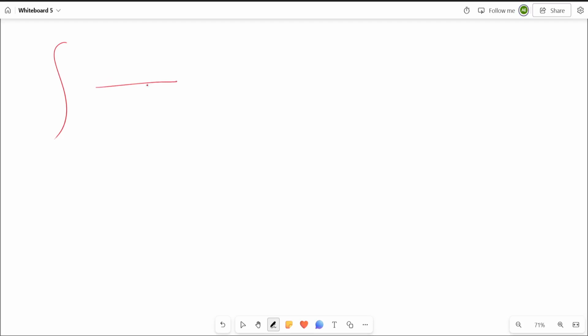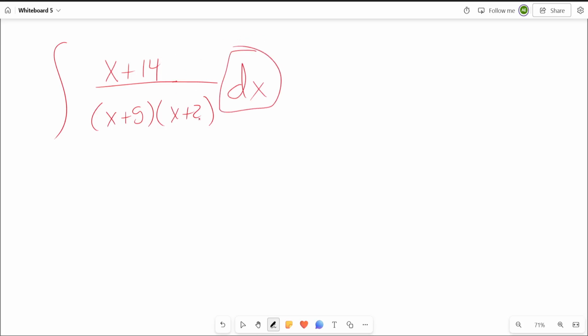Let's say we have the integration of x plus 14 over x plus 5 times x plus 2. How can I integrate this using the methods that we talked about in the previous videos? I cannot do u substitution over here, because if I try, I will not find the u, and then when I substitute this dx with something in du, I will not find something that will cancel with this. So basically, u substitution wouldn't work. By parts also wouldn't work. So what can I do here?